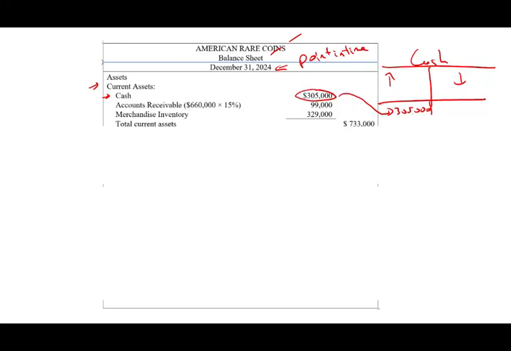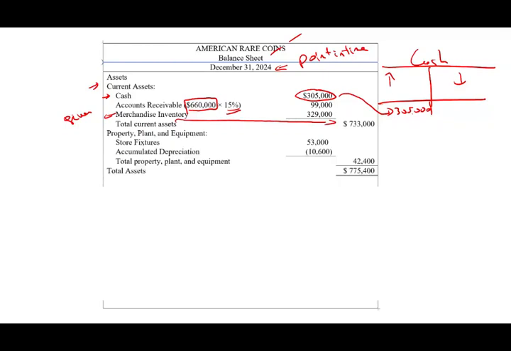Accounts receivable: we sold 660,000. We received 85%. The remaining uncollected is 15%. That's going to constitute accounts receivable of 99,000. Our merchandise inventory, this number was given, 329. Therefore, total current assets are 733. Property, plant, and equipment: we only had store fixtures, and they were depreciated by 10,500.